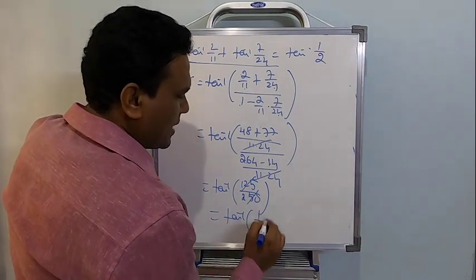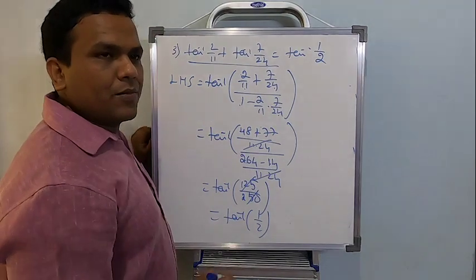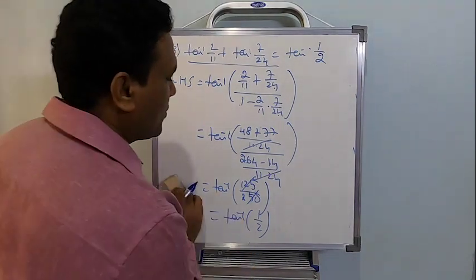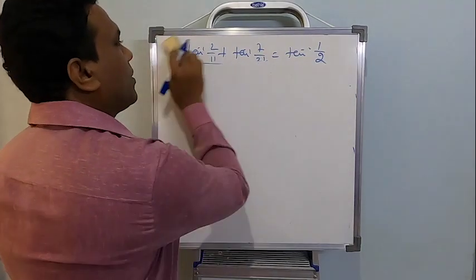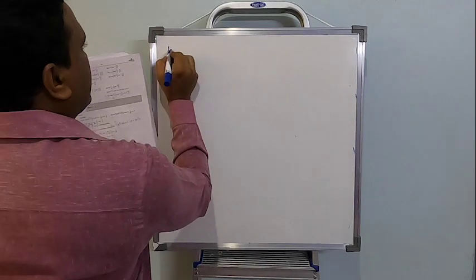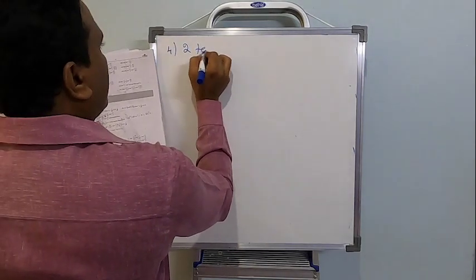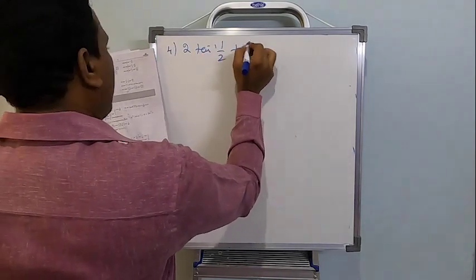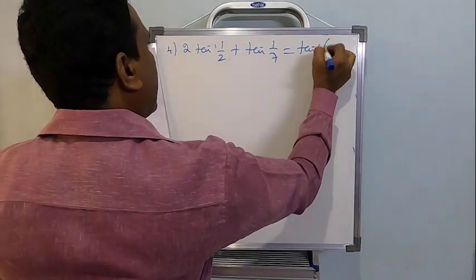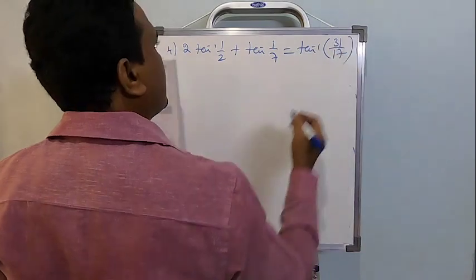So the final answer is tan inverse 1 by 2. Okay, so this will be the third problem. Now let's move to problem number 4. Problem number 4 is: prove that 2 tan inverse 1 by 2 plus tan inverse 1 by 7 is equal to tan inverse 31 by 70.